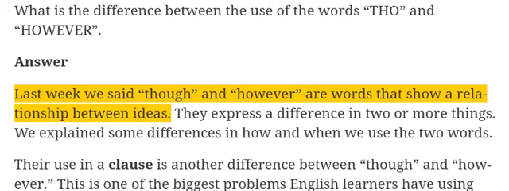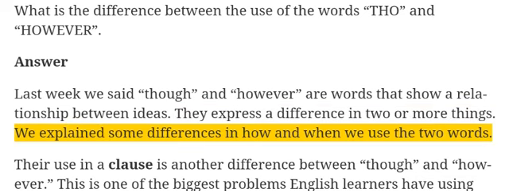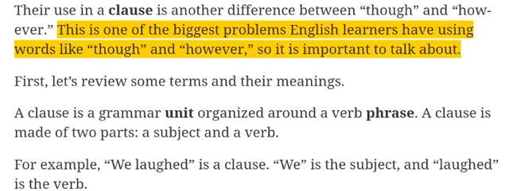Last week we said though and however are words that show a relationship between ideas. They express a difference in two or more things. We explained some differences in how and when we use the two words. Their use in a clause is another difference between though and however. This is one of the biggest problems English learners have using words like though and however. So, it is important to talk about.